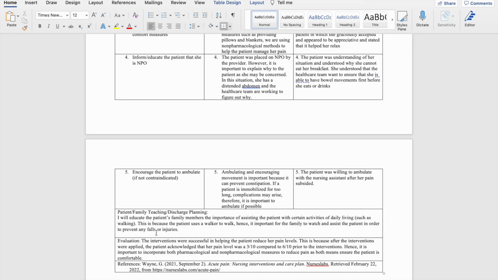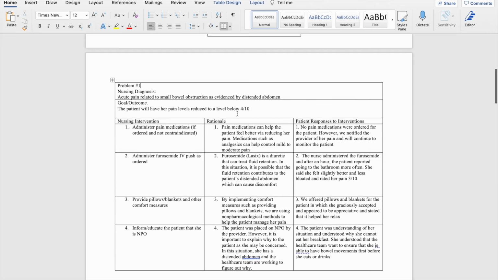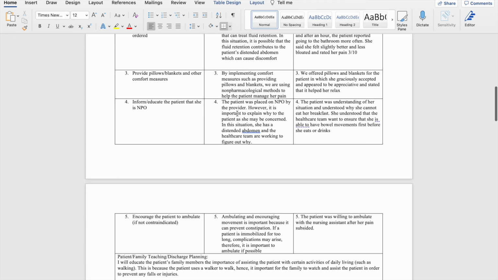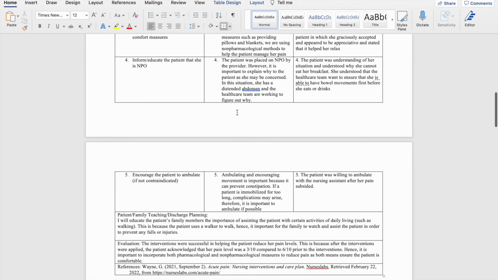So for this patient, I wrote, I will educate the patient's family members the importance of assisting the patient with certain activities of daily living, such as walking. This is because the patient uses a walker, hence it is important for the family to watch and assist the patient in order to prevent any falls or injuries. This connects to the idea of reducing her pain levels, because essentially for the patient, we want her to feel comfortable. We don't want her to aggravate any injuries that she has. So we want to educate them that before the patient gets up, find assistance or communicate with the family members.